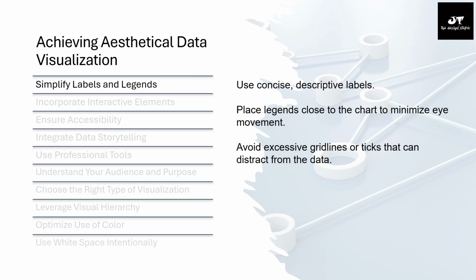The next principle is to simplify labels and legends. Concise and descriptive labels help users quickly understand the data without unnecessary complexity. Keep legends close to the chart to minimize eye movement, ensuring a smooth reading experience. Avoid excessive grid lines and tick marks, as they can create distractions rather than aiding interpretation. A clear and minimalist approach to labels and legends enhances the legibility and efficiency of the visualization while maintaining a polished look.